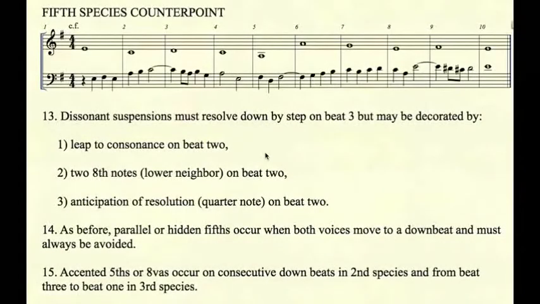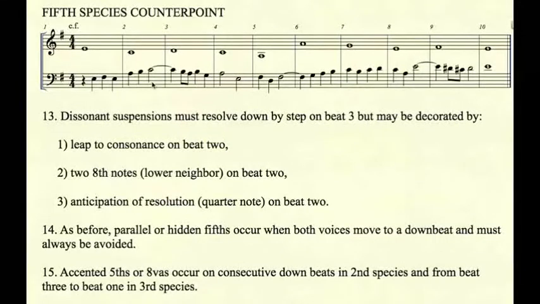Fifth species rule number 13. Dissonant suspensions must resolve down by step on beat 3, but they may be decorated on beat 2 by the following. Number 1, a leap to a consonance on beat 2. Number 2, 2 eighth notes as a lower neighbor on beat 2. Or number 3, as the anticipation of a resolution on beat 2.